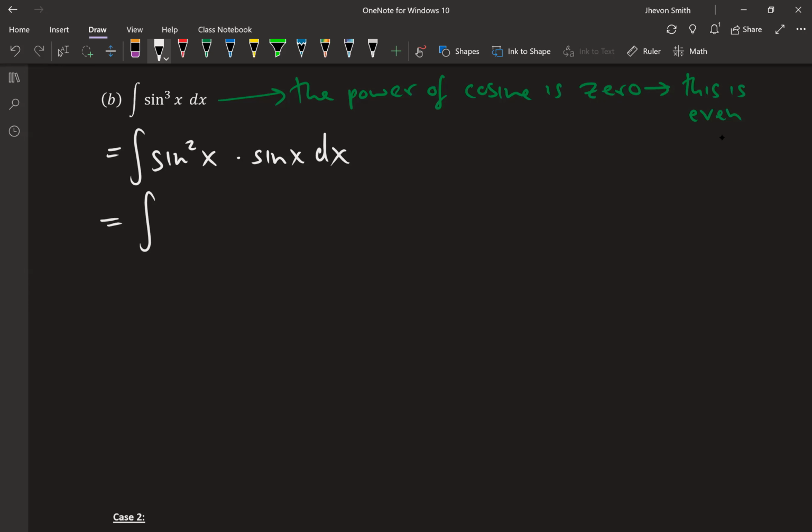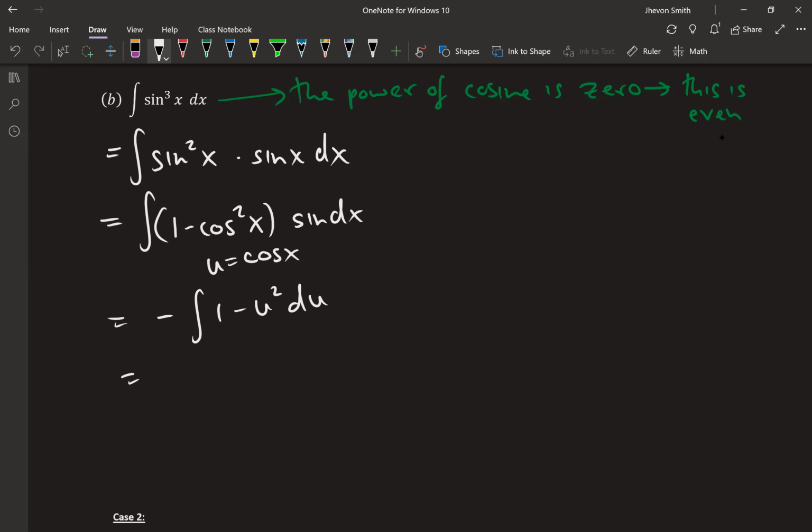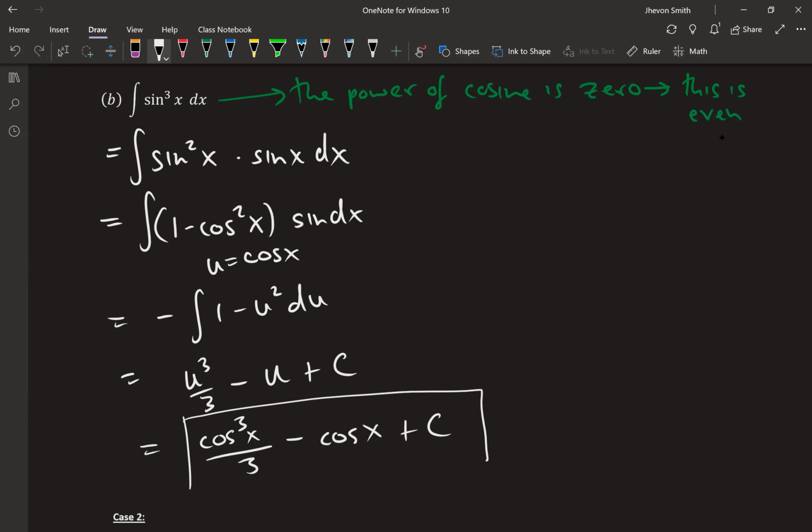Change all other sines to cosines. So this is saved. We're not going to do anything with it, but I'm going to change every other instance of sines to cosines, 1 minus cosine squared. Do a substitution, u equals cosine. Then the integral is going to become 1 minus u squared du. Or that's going to be u cubed over 3 minus u plus c. So that is going to be cosine cubed x over 3 minus cosine x plus c. And that's that one.